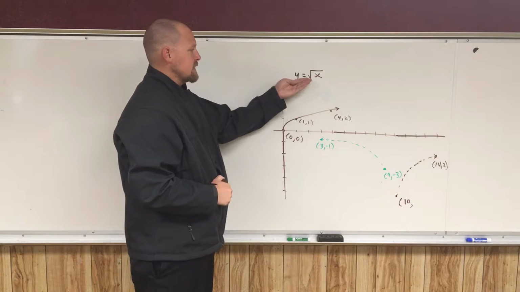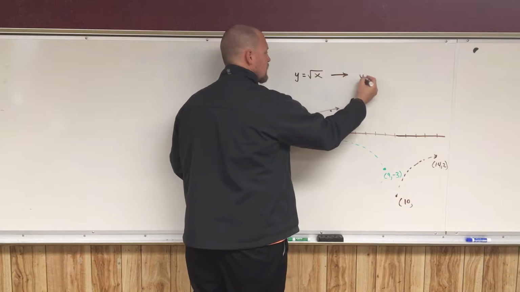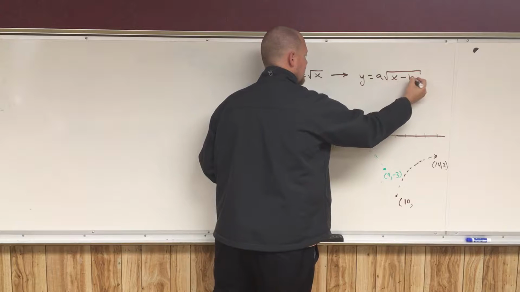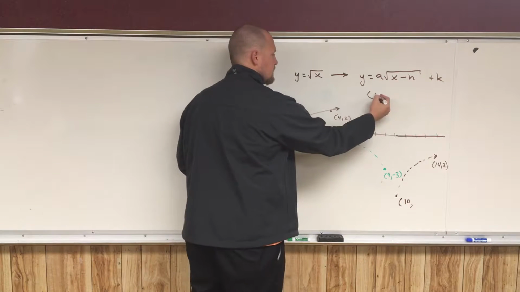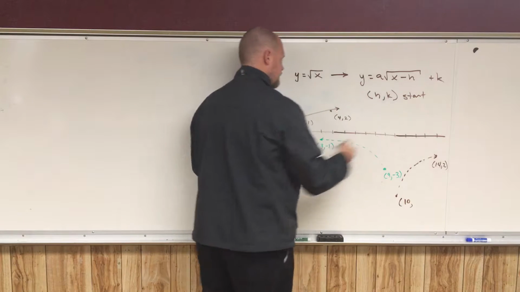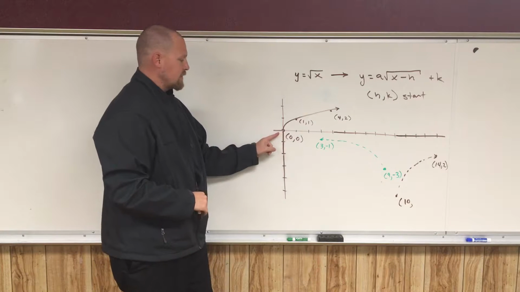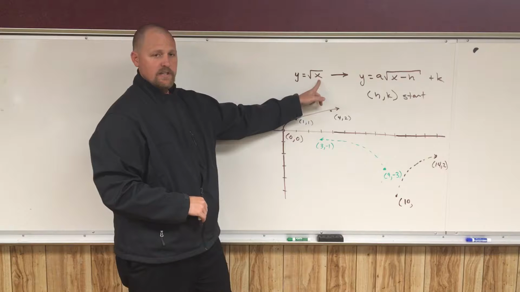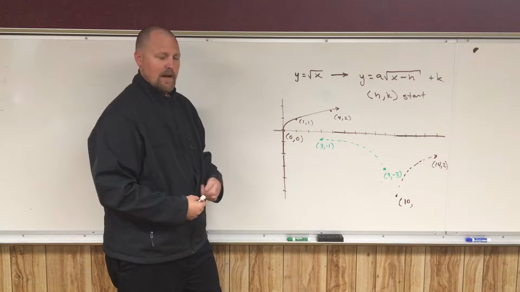So we need to take this parent function and transform it into the function y equals a times the square root of x minus h plus k, where h, k is where we start. That's why in the parent function, 0, 0 is where we start. H and k here are 0, but whenever you're adding and subtracting 0, you don't actually have to write it.